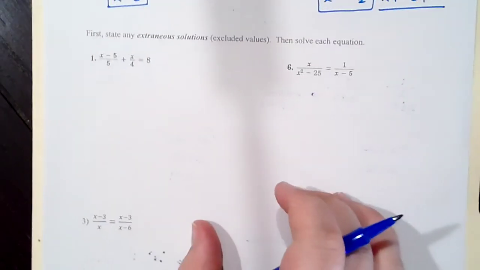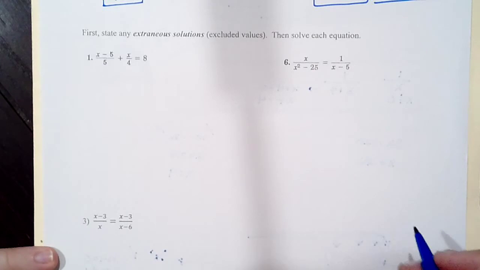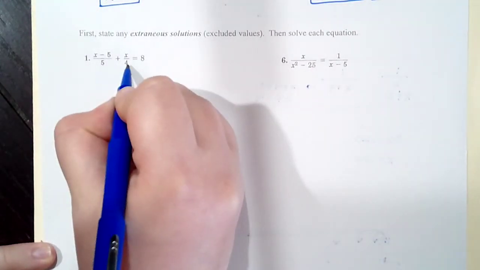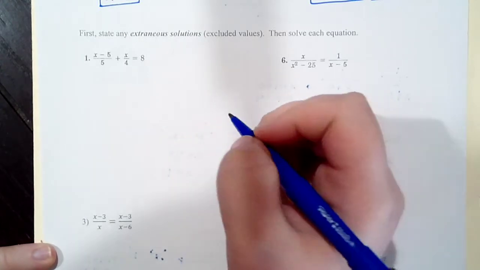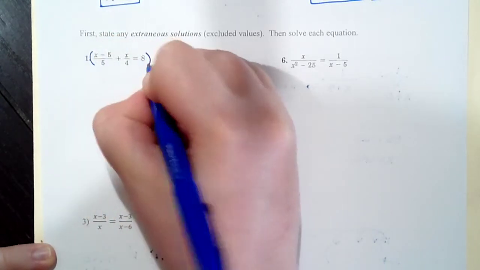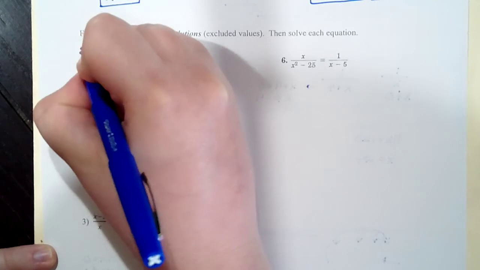Let's keep going. This one says, first state any extraneous solutions and then solve. Hey, guess what? It doesn't matter what order we do it in, we're still going to get the same answers. I check my denominators. There's no extraneous solution, so there's nothing I have to be worried about. I notice I have two fractions, both with numbers, so let's find their lowest common multiple. It's 20.